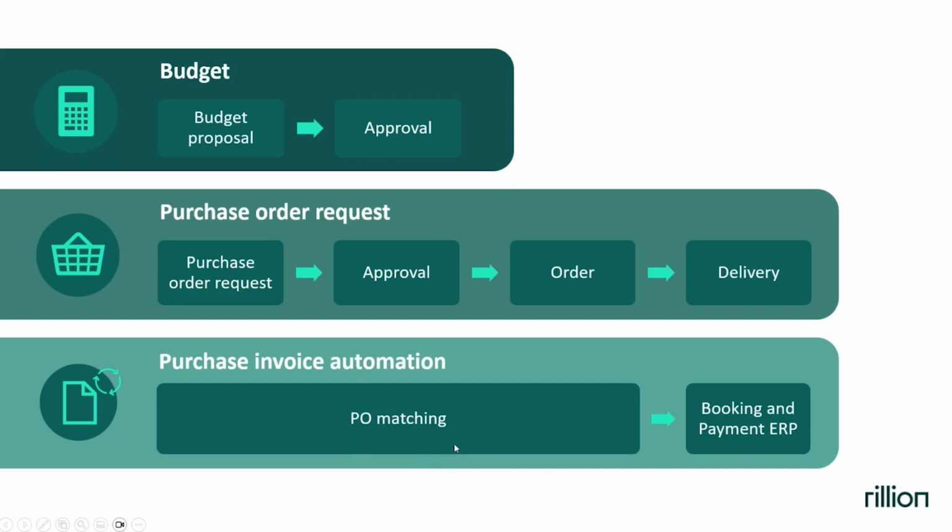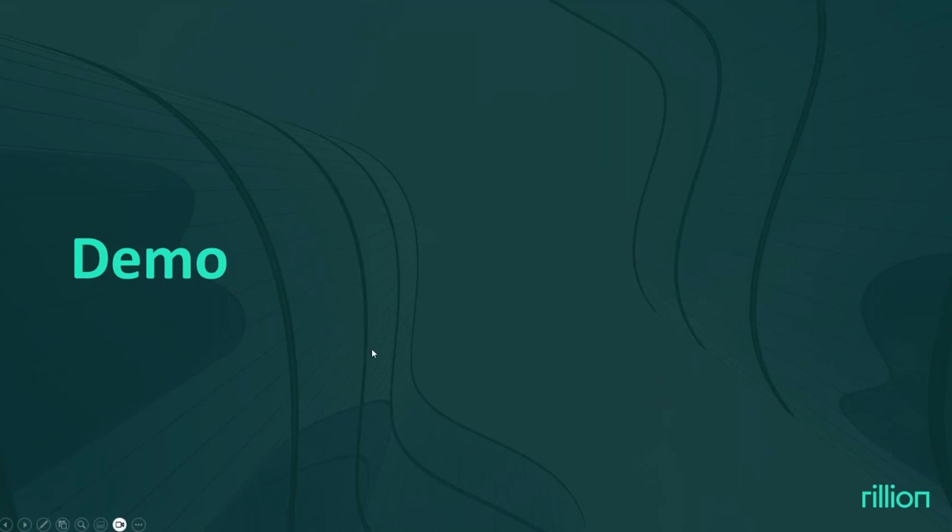So if we do have the PO matching in place here, then those invoices that are according to the purchase order could be booked and paid automatically. There is no need to look at those invoices. And only if there is a variance, then we need to review the invoices. So this is the process that we're going to look into, but I will show you this in the application instead of just showing a lot of slides.